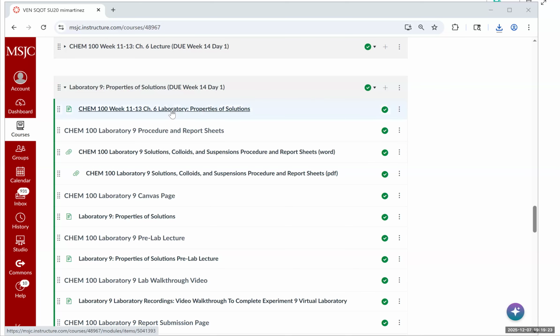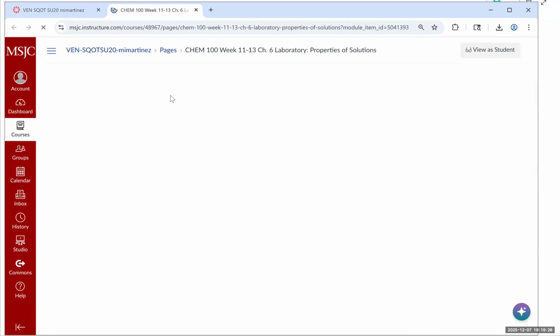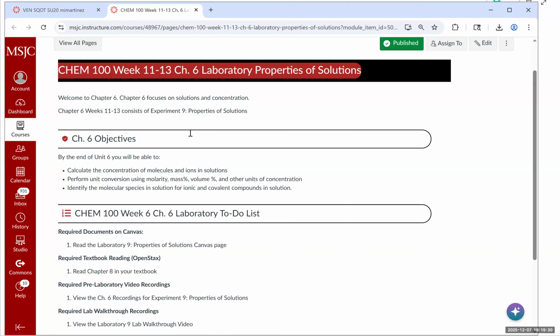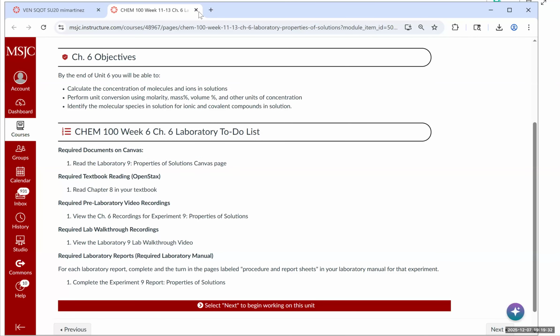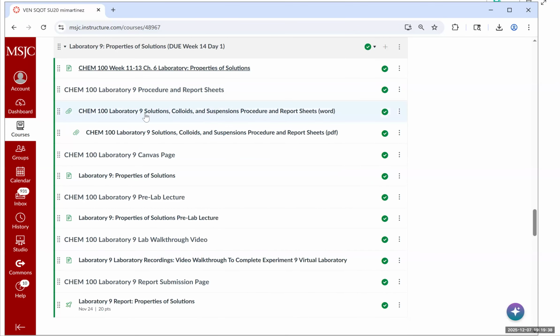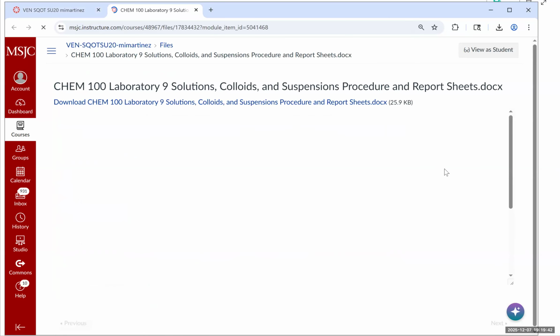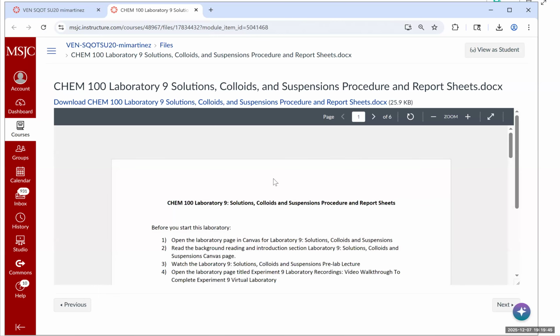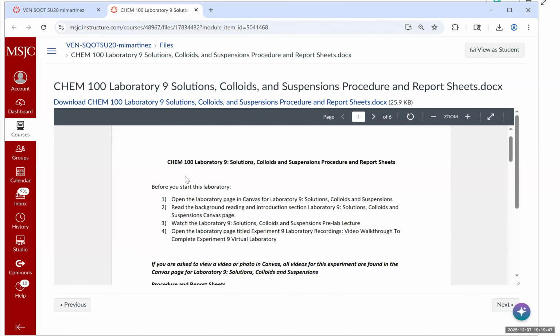So first and foremost, all of the Laboratory 9 materials are found in the Laboratory 9 module titled Properties of Solutions. The first thing I'd like to draw your attention to is the introductory page, which talks about the learning objectives for this laboratory that I would encourage you to read on your own time. The next thing I want to draw your attention to are the Laboratory 9 procedure and report sheets available in Word and PDF formats. You're going to want to download or print out these procedure and report sheets, as we'll be filling them in as part of completing today's laboratory.